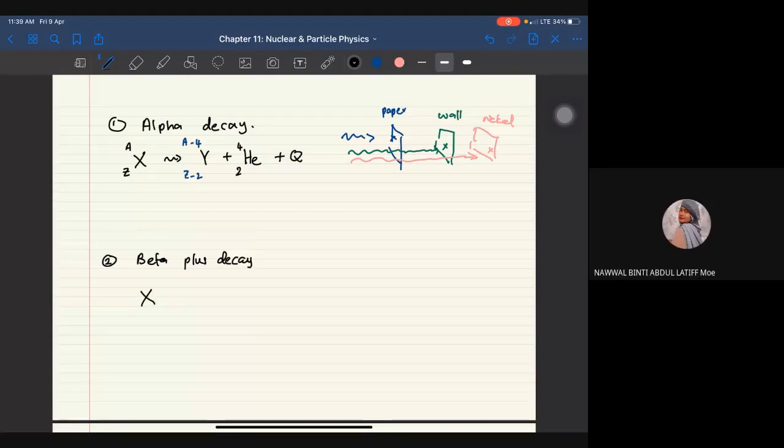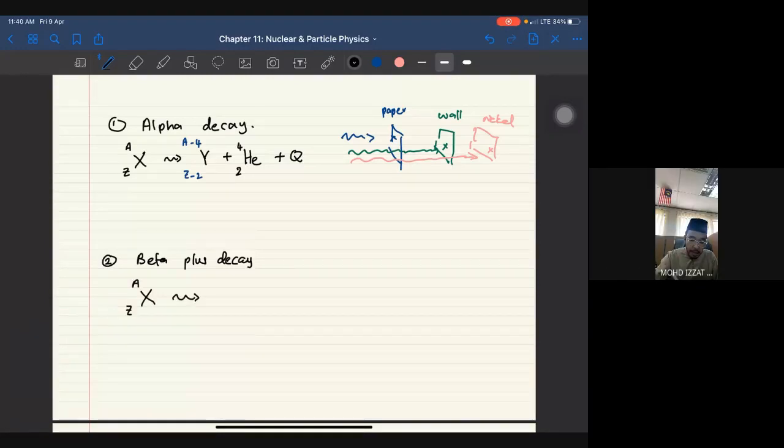Ada, sir. No, sir. For beta decay, I don't know why I put ZZ in the arrow, so change this one. This part is straight arrow. Okay, for beta decay, kalau beta plus, obviously dia akan produce a beta plus punya particle.